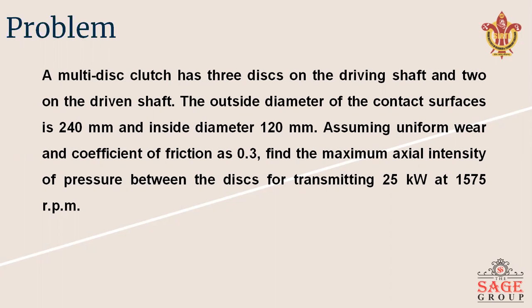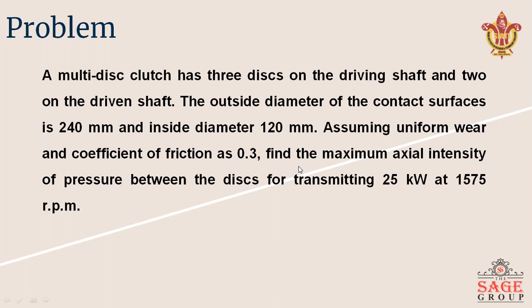A multi-disc clutch has 3 discs on the driving shaft and 2 discs on the driven shaft. That means N1 is equal to 3 and N2 is equal to 2. The outside diameter of the contact surfaces is 240 mm and the inside diameter is 120 mm. That means d1 is equal to 240 and d2 is equal to 120 mm. Assuming uniform wear and a coefficient of friction of 0.3, mu is equal to 0.3.